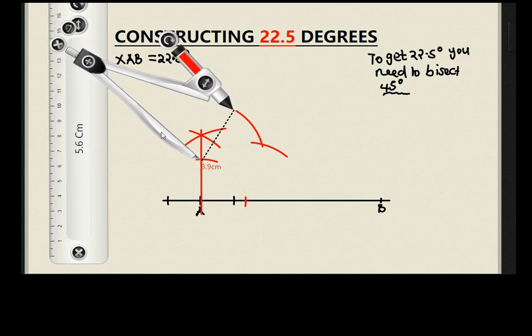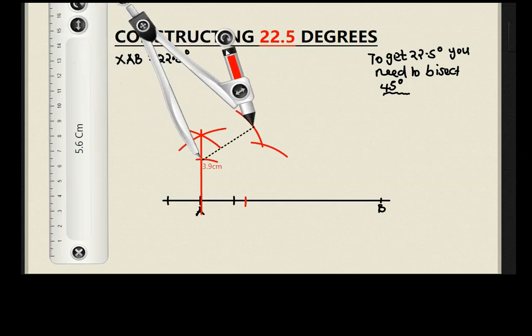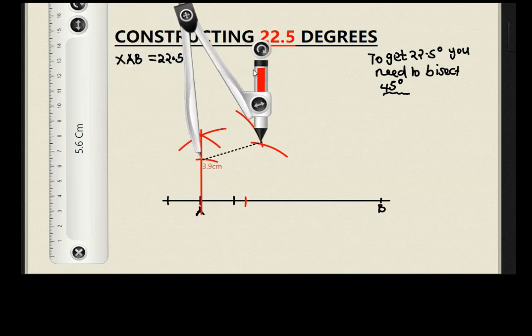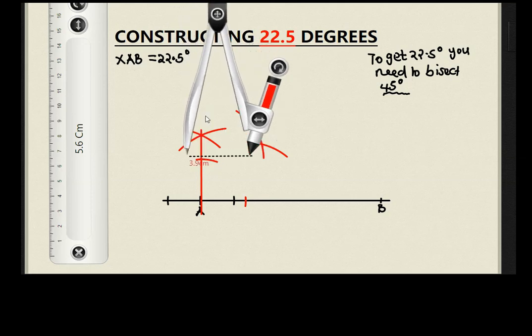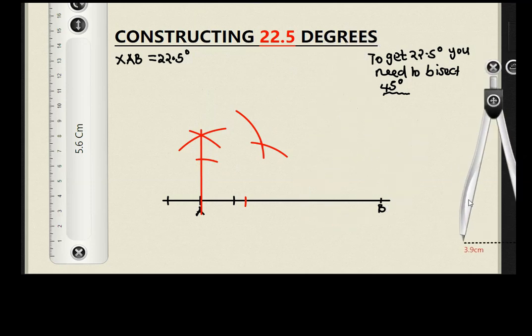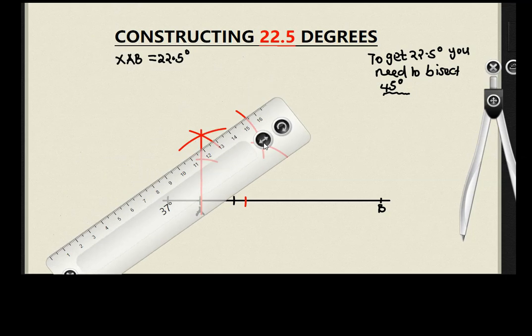That's why it's very important for your work to be neat and for you to master all the steps. So whenever you make a mistake, you know where you're going to put your pointer and draw the arc. I can extend it like this. So I will have my 45 degrees at that point.